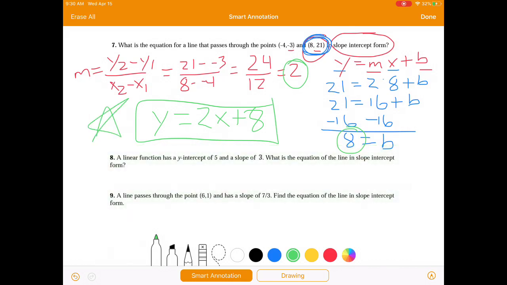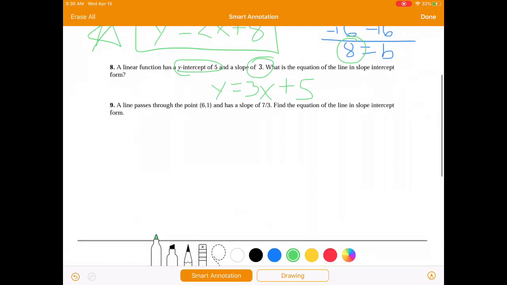Next question is probably one of the easiest questions on here. It goes right along with what we just did. From y equals mx plus b, our m is 3. So we put in y equals 3x. And the y-intercept, the b, is 5. So y equals, I didn't mean to put b in there, I meant to put 5 in there. y equals 3x plus 5. All right, moving on to number 9.